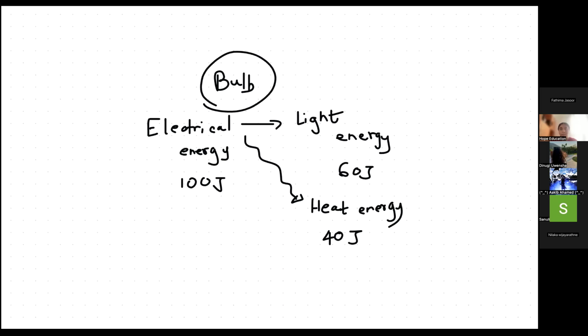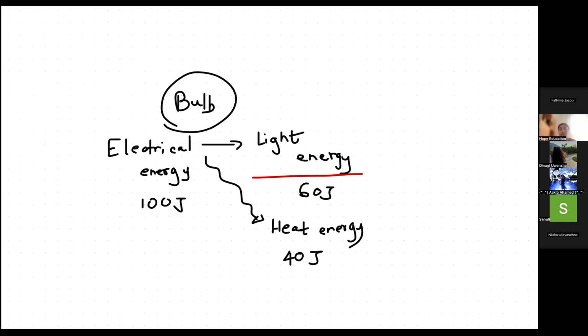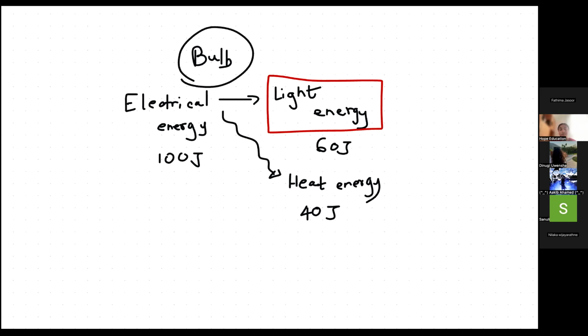Kids, we write efficiency as a percentage. Yes, if 60 joules out of 100 joules is converted to light energy, the form of energy that we require, then the efficiency is 60%. This is something that we have learned already in the previous lesson. Efficiency is 60%.